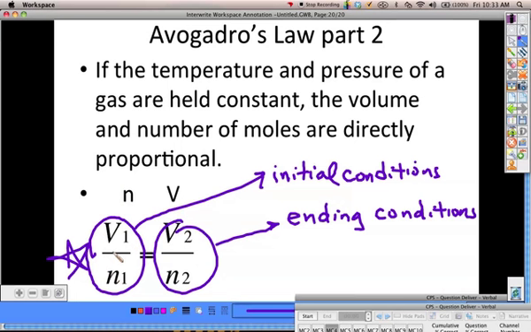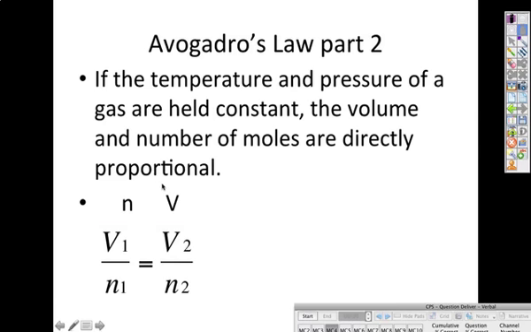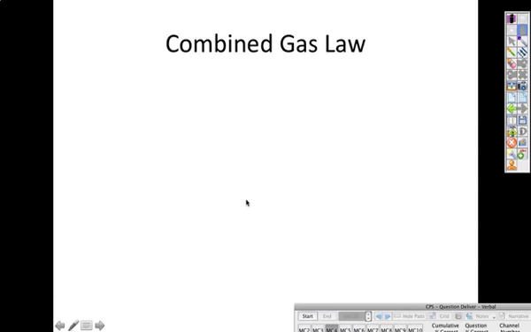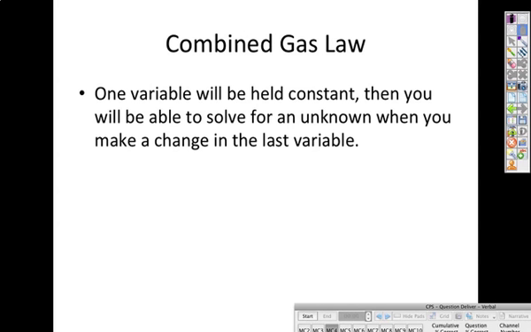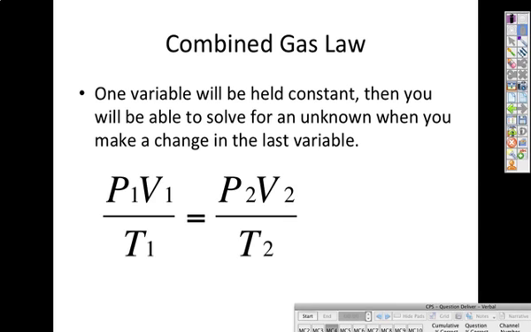Let's try one. Actually, let's not try one. We might have time for that example later. We are going to first do the combined gas laws. We have one variable that's going to be held constant, which makes life easier because then we don't have to deal with it at all. And then we're going to solve for some unknown when we make a change to other variables.